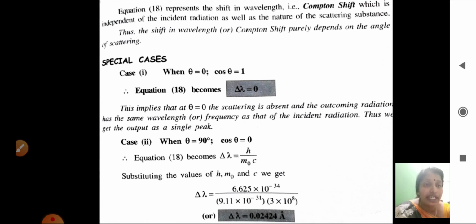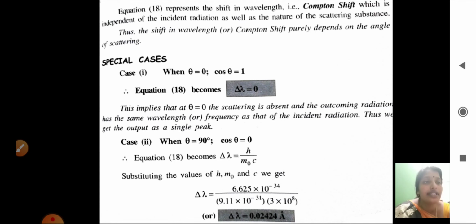Theta equal to 90 degree, cos theta equal to cos 90, which is 0. So cos 90 is 0, 1 minus 0 is 1, into h by m naught c. Substitute the constant values. The change in wavelength, delta lambda, is 0.0242 Armstrong, or 10 power minus 10 meter.